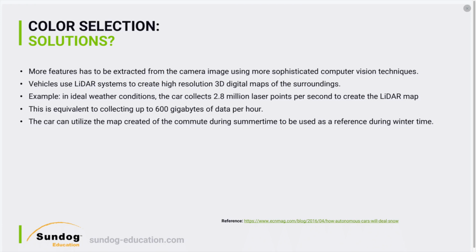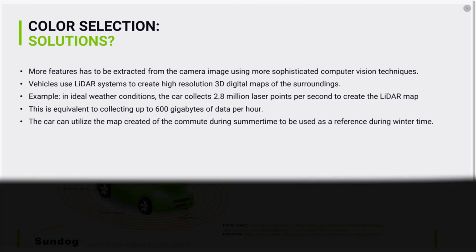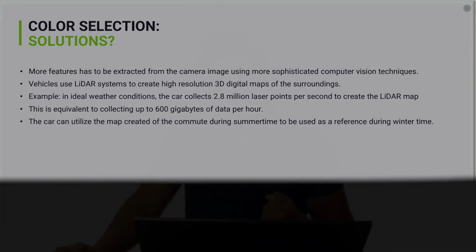All right, so how can we overcome this? We need to extract more features out of the image. We can't just rely on the color. We need to rely on more advanced features, like edges, for example. That's why we're going to be discussing a lot of edge detection techniques in this section, and more advanced feature detection algorithms moving forward as well. In addition to feature detection algorithms, we can also use LiDAR signals, as we mentioned before, to create a 3D map of the environment.